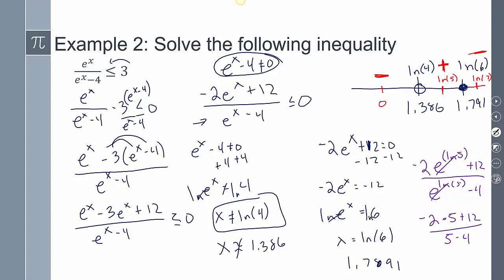So we know that my solution says values that are less than or equal to 0. So values that are less than or equal to 0 are going to be negative values. And so there's my solution set. My solution set is going to be from negative infinity all the way to ln of 4, union ln of 7 all the way to infinity. There you go.